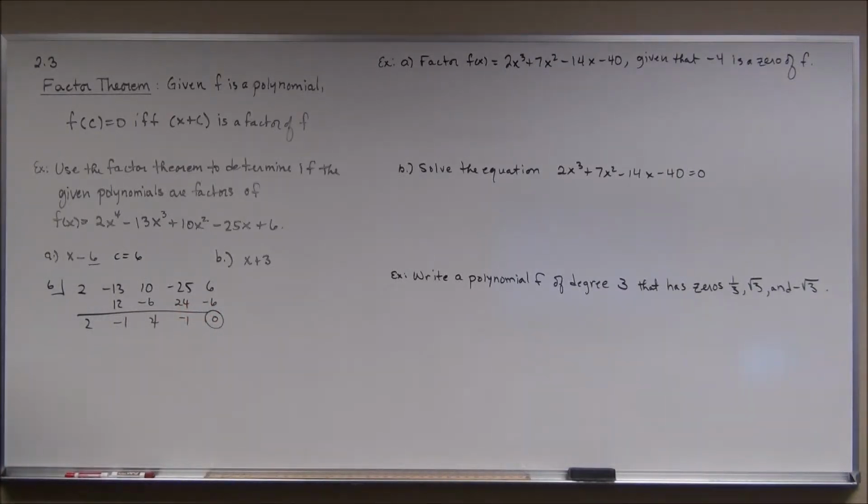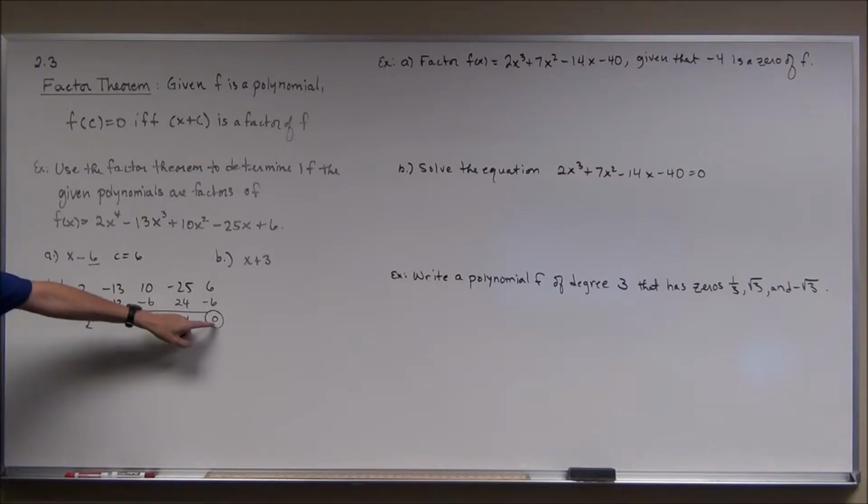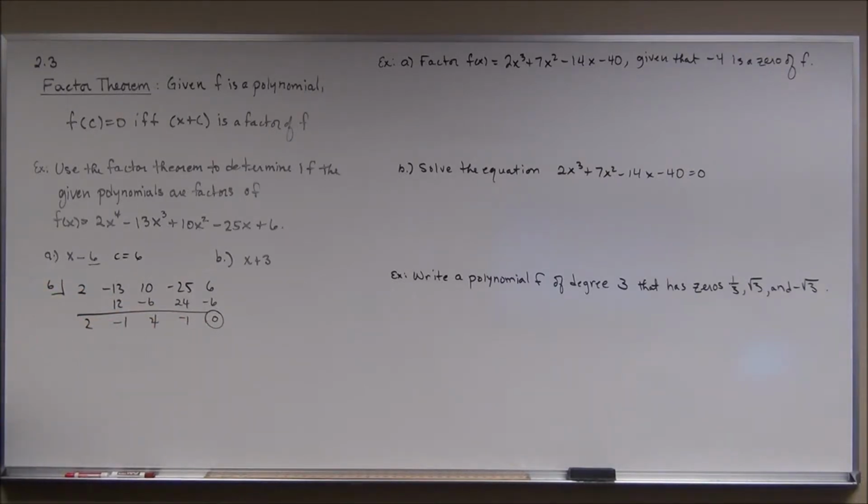So now I have one factor of this, and I could take what's left, the quotient here. Sometimes this is called the depressed polynomial. 2x to the third minus 1x squared plus 4x minus 1. See if I could factor that. It would be a little tricky because it's degree 3, but we'll learn some things to help us with that later on. But in this case, because I get a 0 here, and because this says if it's a 0, it's a factor, then I know, yes, x minus 6 is a factor.